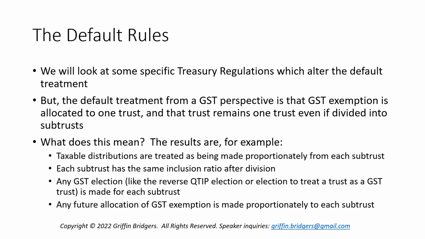And really the big ones are going to be the inclusion ratio before and after division, and also the treatment of taxable distributions and where they're sourced from. And those are perhaps two of the biggest tools you have in planning around separate trust and separate share rules.